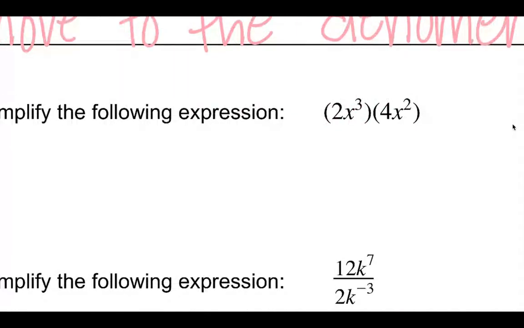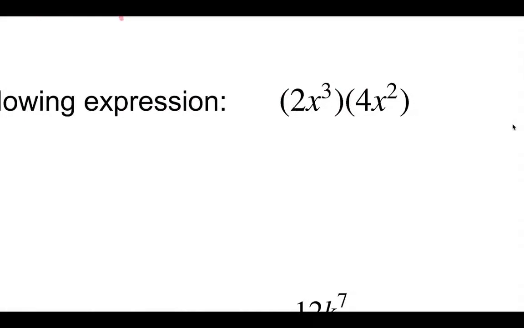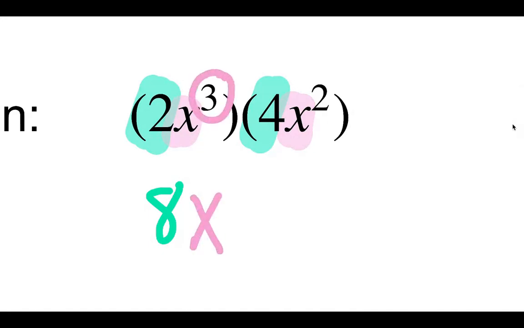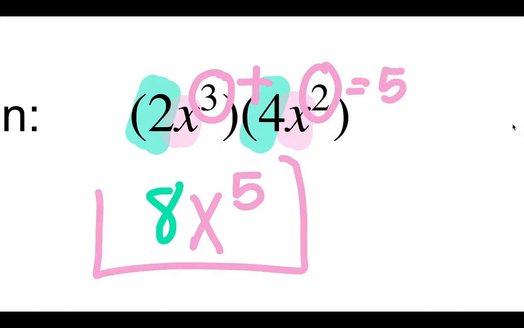So we're simplifying this expression. It's a multiplication problem. So I know I'm going to be multiplying my big numbers first. So in this case, I'm multiplying 2 times 4, and I know 2 times 4 is 8. Then I'm going to keep my bases. My bases are x. So I'm going to have x, and then I add the exponent since we're multiplying it. 3 plus 2 is 5. So it's x to the 5th. Multiply my coefficients, add the exponents.